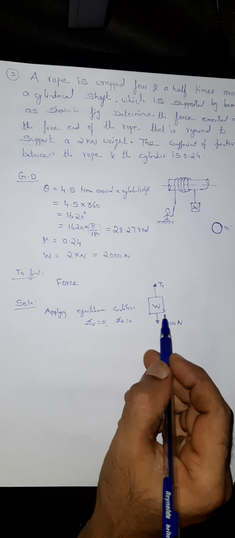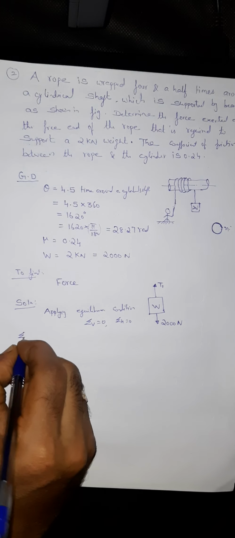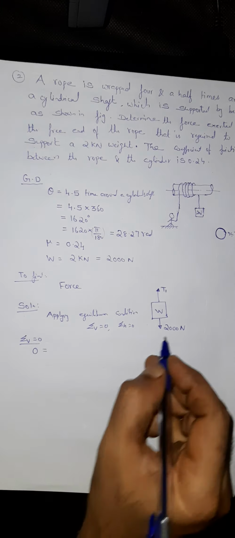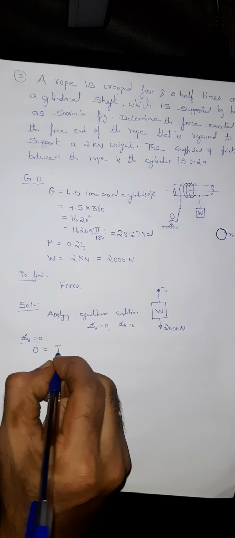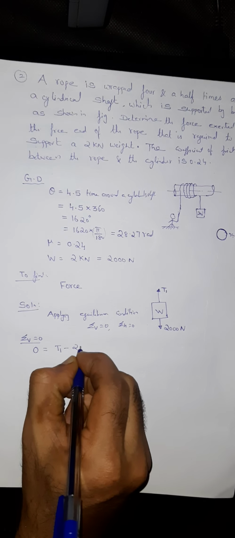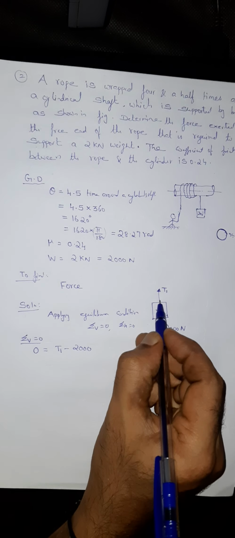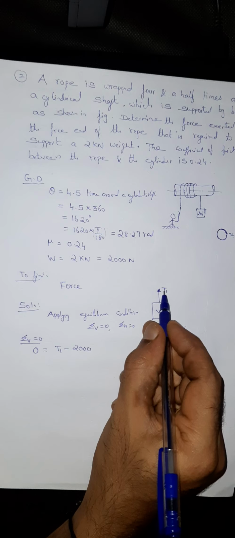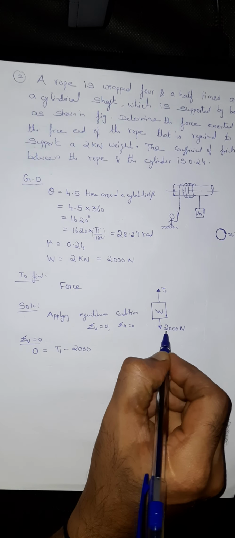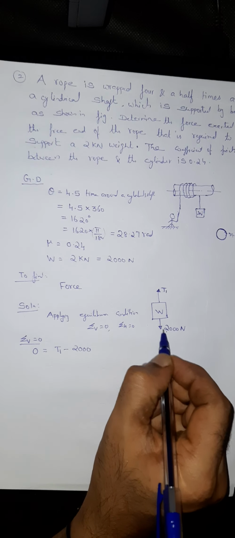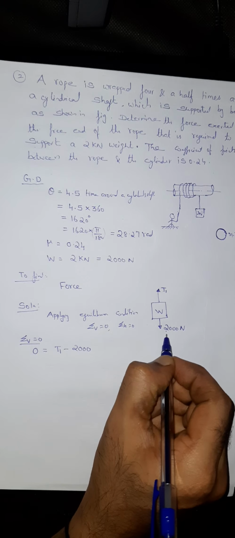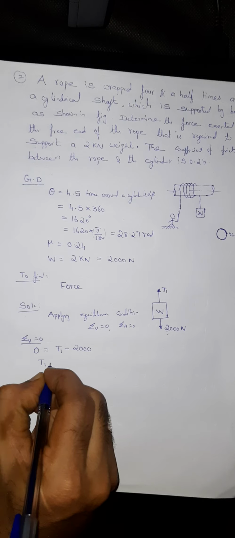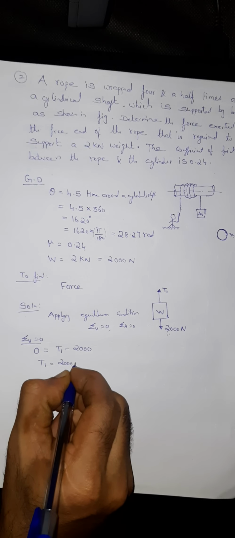Is there any horizontal force? No. So therefore we can apply summation V equal to 0. 0 equals T1 minus 2000. This T1 is acting vertically upwards, that is the positive y direction, therefore it carries a positive sign, and this carries the negative sign as it is acting towards the negative y direction, right? So T1 equals 2000 newton.